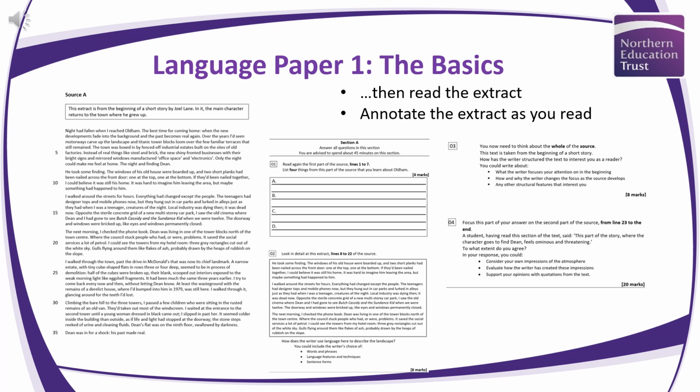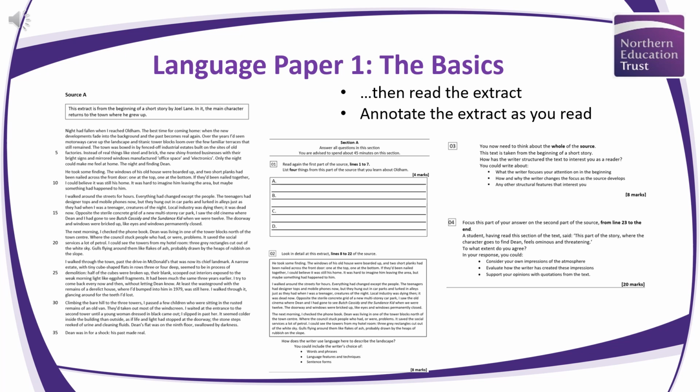So in terms then of reading the questions before I read the extract, let's run through this one as a quick example. Now for this extract, I can see that question 1 is about the first bit of the text. So that's lines 1 to 7, and it's focusing on things we learn about Oldham. Question 2 is about the middle bit, so lines 8 to 22, and it's focusing on how language is used to describe the landscape. Question 3 is about the whole thing, and it's about the structure.